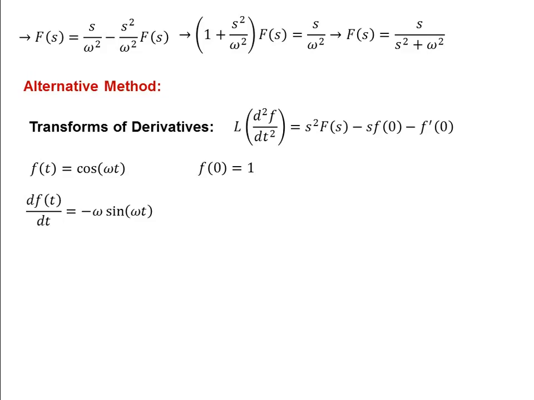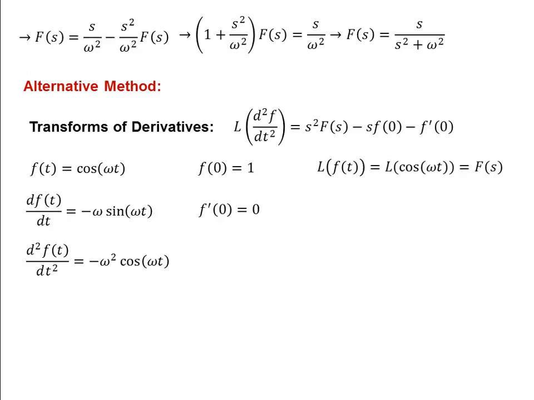The derivative of f(t), df(t)/dt, is equal to minus omega sine omega t. If I substitute the initial condition again, I will have f prime(0) equal to 0. So the second derivative of f(t) is equal to minus omega square cosine omega t.